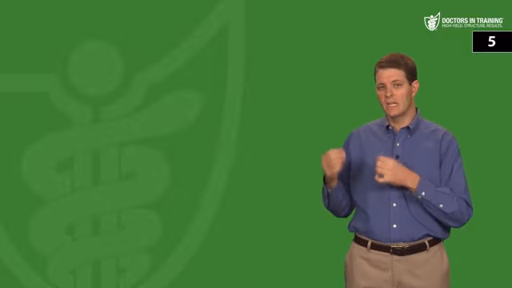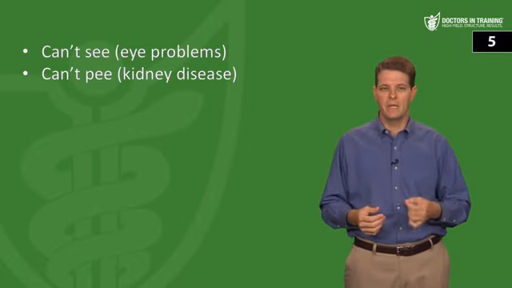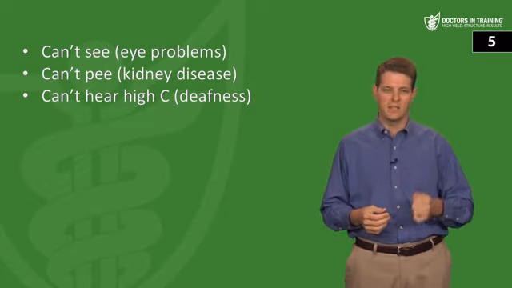So if you remember the mnemonic for reactive arthritis, can't see, can't pee, can't climb a tree, you can change that mnemonic around a little bit for Alport syndrome so it becomes can't see, can't pee, can't hear high C: eye problems, kidney disease, and deafness. So that's it for collagen.